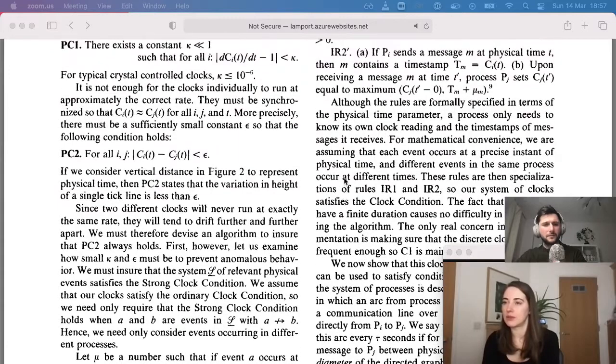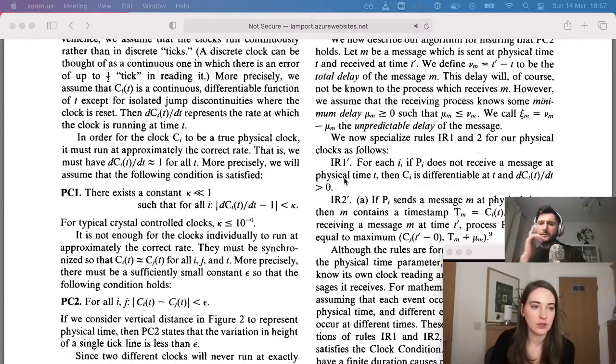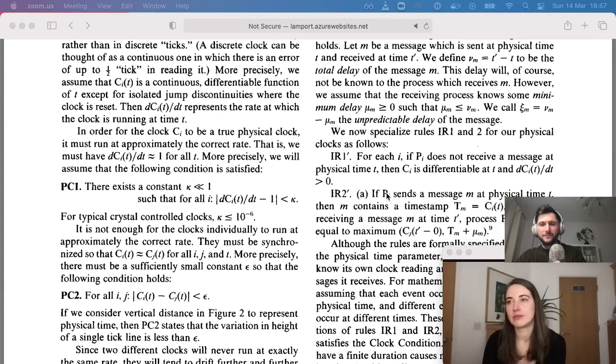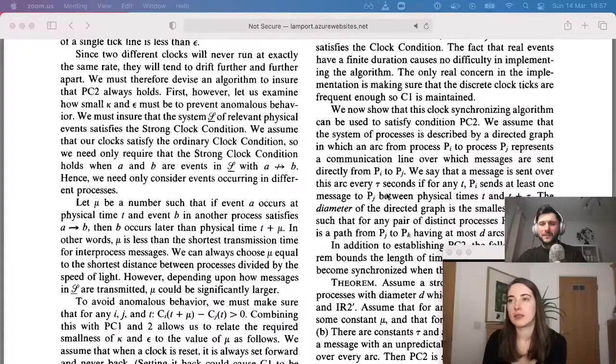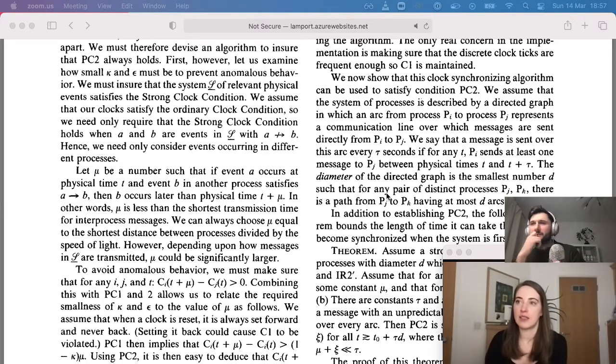What are these conditions? Are they the same conditions as the logical clock? Yeah, no, these ones. Oh, cool. I don't know which ones. You're just on top of them, PC1 and PC2. Okay, cool. Anyway, go on. So it wants to prove that the new system with these conditions still satisfies the strong clock condition, and that was stated a few pages above.